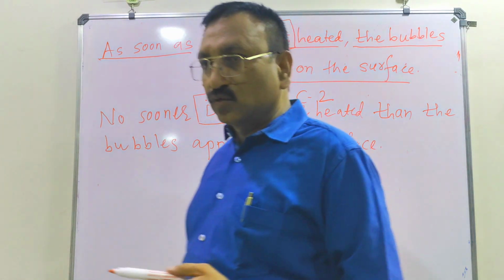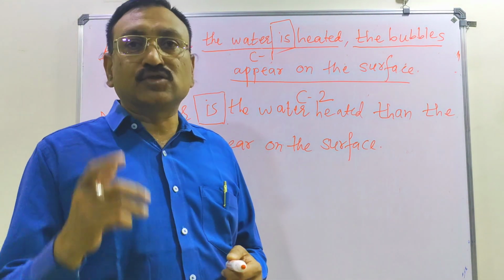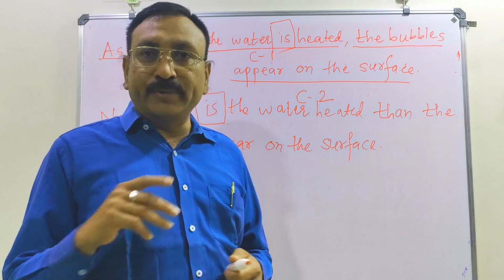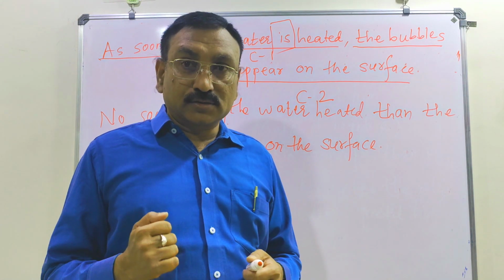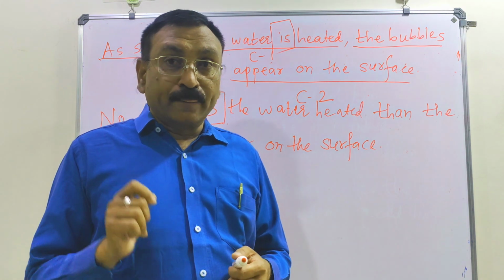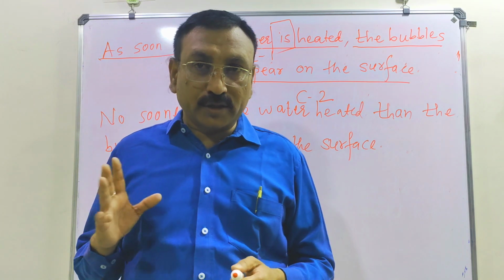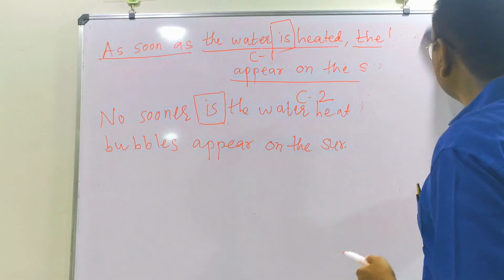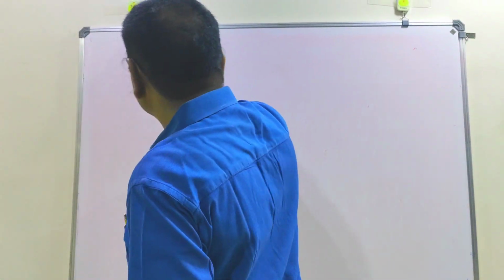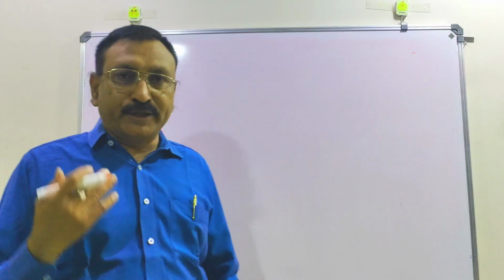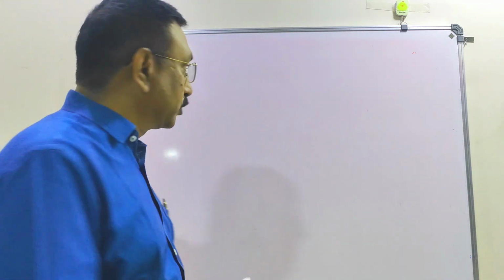So I hope that you must have understood how to replace the conjunction as soon as with no sooner. So let me take one more example from the simple present tense, where also we don't have a direct auxiliary verb in the first clause. Students, let me explain the example, the sentence which is from the simple present tense. I write a sentence on the board.